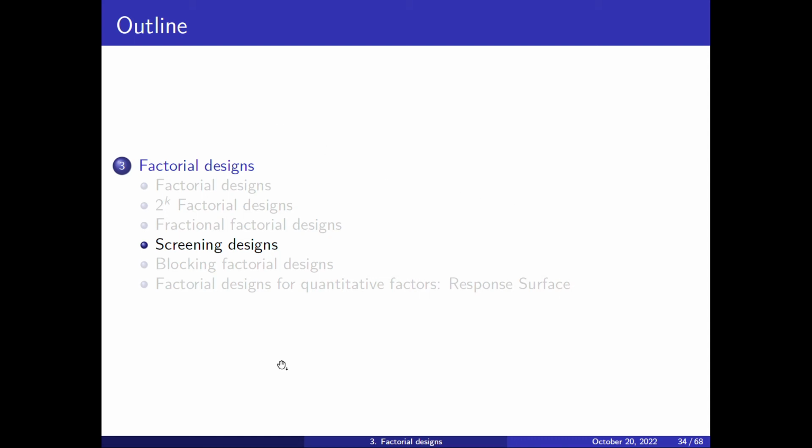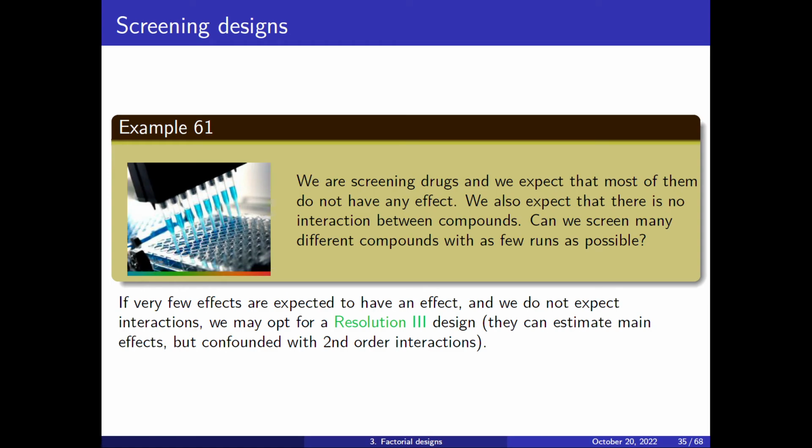We will now extend our idea of having fractional factorial designs to the extreme. So we will now analyze many factors at the same time. Let's say that we are screening drugs and we expect that most of them will not have any effect, and we also expect that there are no interactions between compounds. Can we screen many different compounds with as few runs as possible?